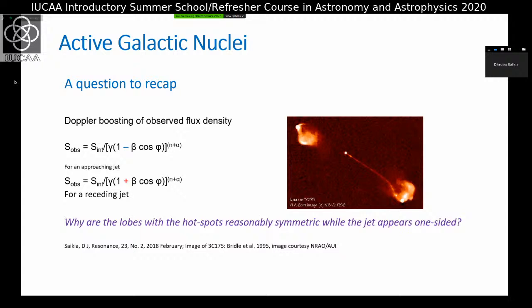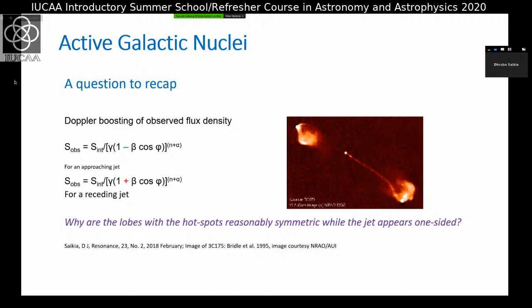Estimates vary quite a bit depending upon whether you're talking about the low luminosity Fanaroff-Riley class 1 objects or the high luminosity Fanaroff-Riley class 2 objects. So what is happening over here is that this is a hotspot where the jet is interacting with the external medium. There is a bow shock over here, and the material is then flowing backwards to form these extended lobes of emission. So these are moving outwards, but they are roughly symmetric because their velocities are much smaller.